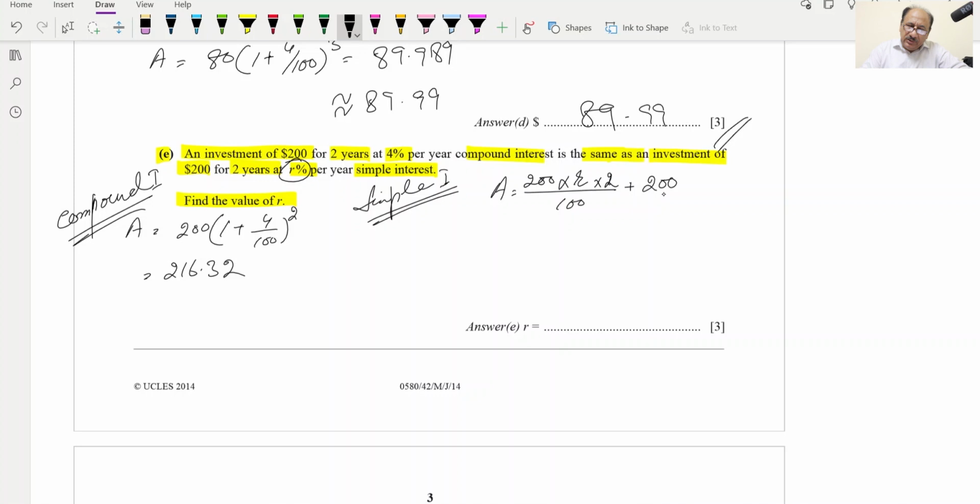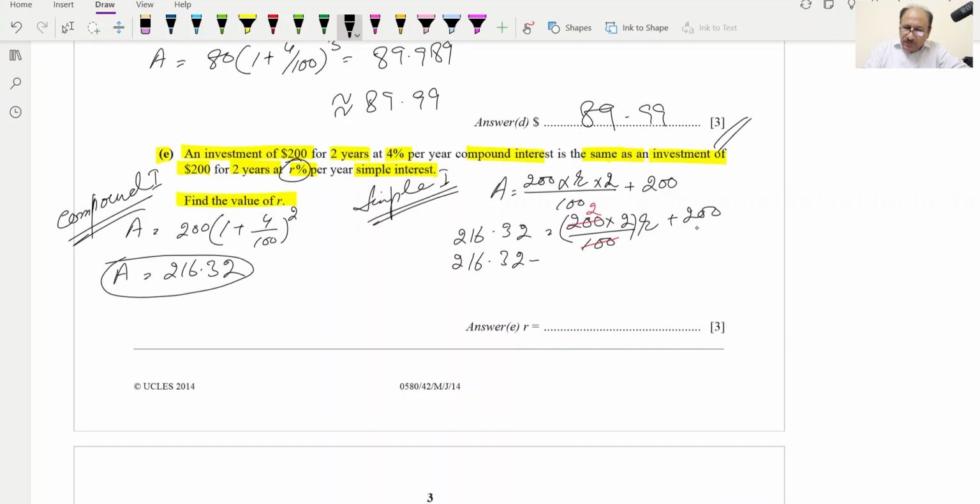So this will be in case of simple interest, and by the condition of the question, the value is same as compound interest, so we can write 216.32 is equal to 200 into 2 over 100 R, and we can put this in brackets, plus 200. So we can find the value of R. So R will be this, if we simplify this with this, we'll get 2 here.